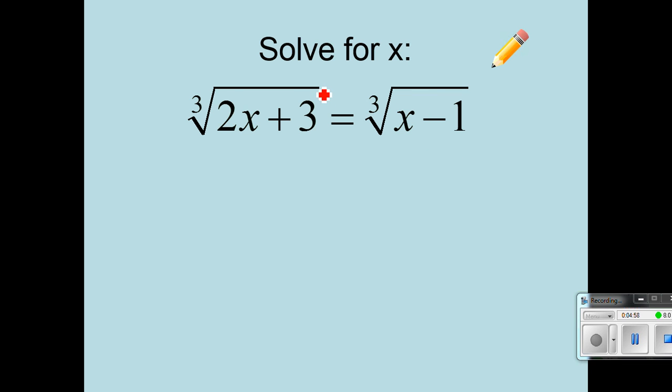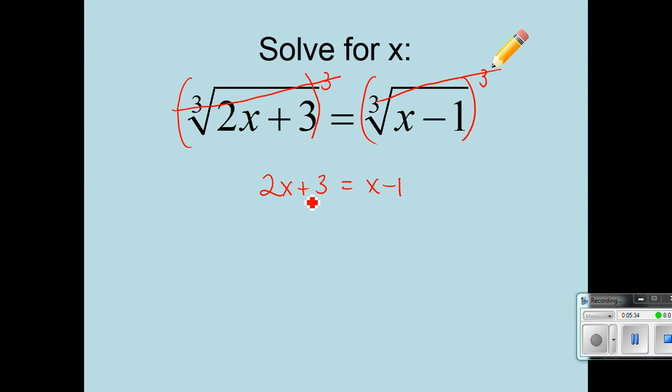So if you notice, they have a radical on both sides. If I were to try to eliminate the radical by cubing one side, I would have to do that to the other. And what is going to happen is that the cube roots and the cubes on both sides are going to cancel. And you're going to get 2x plus 3 equals x minus 1. So we have a cube root function here that turns into a linear problem.